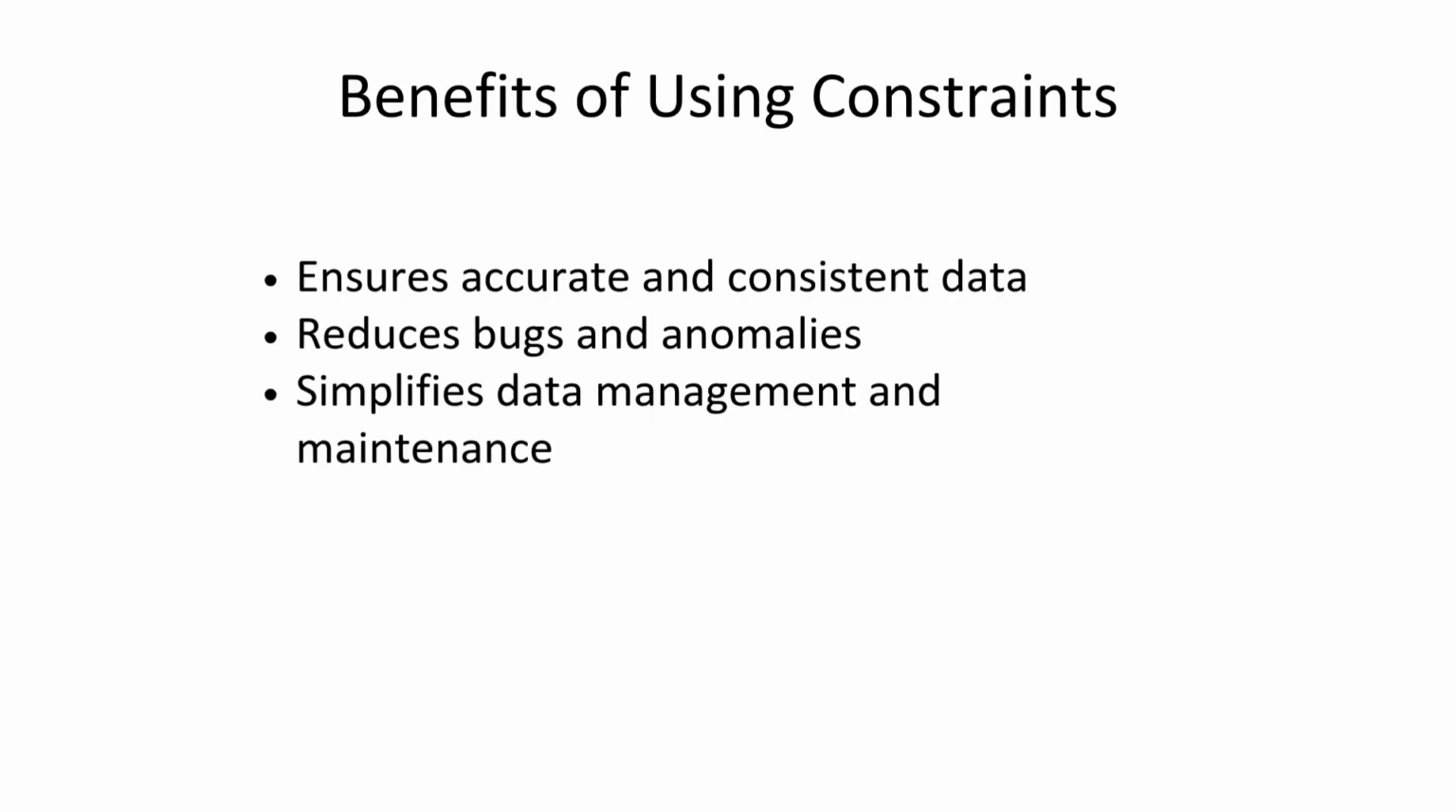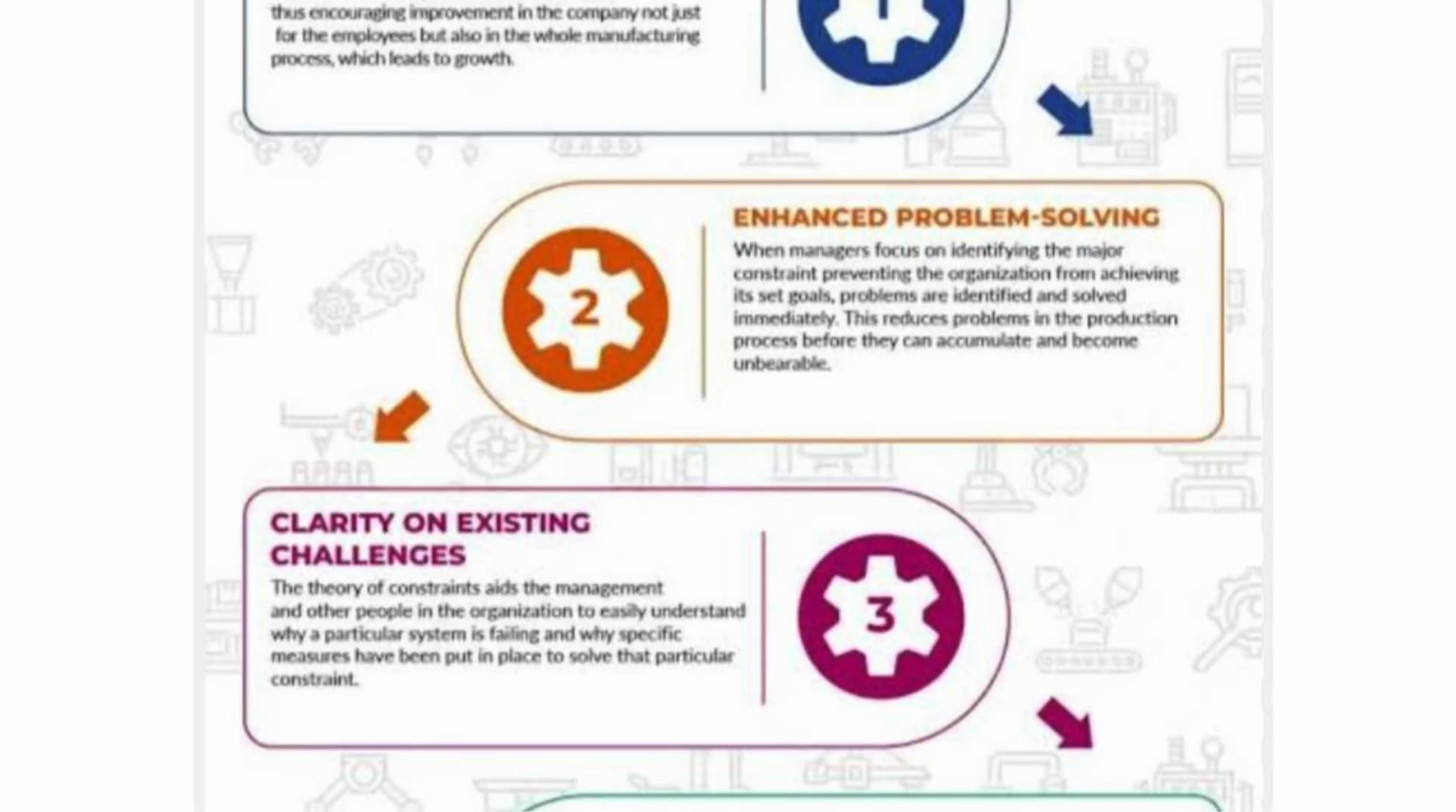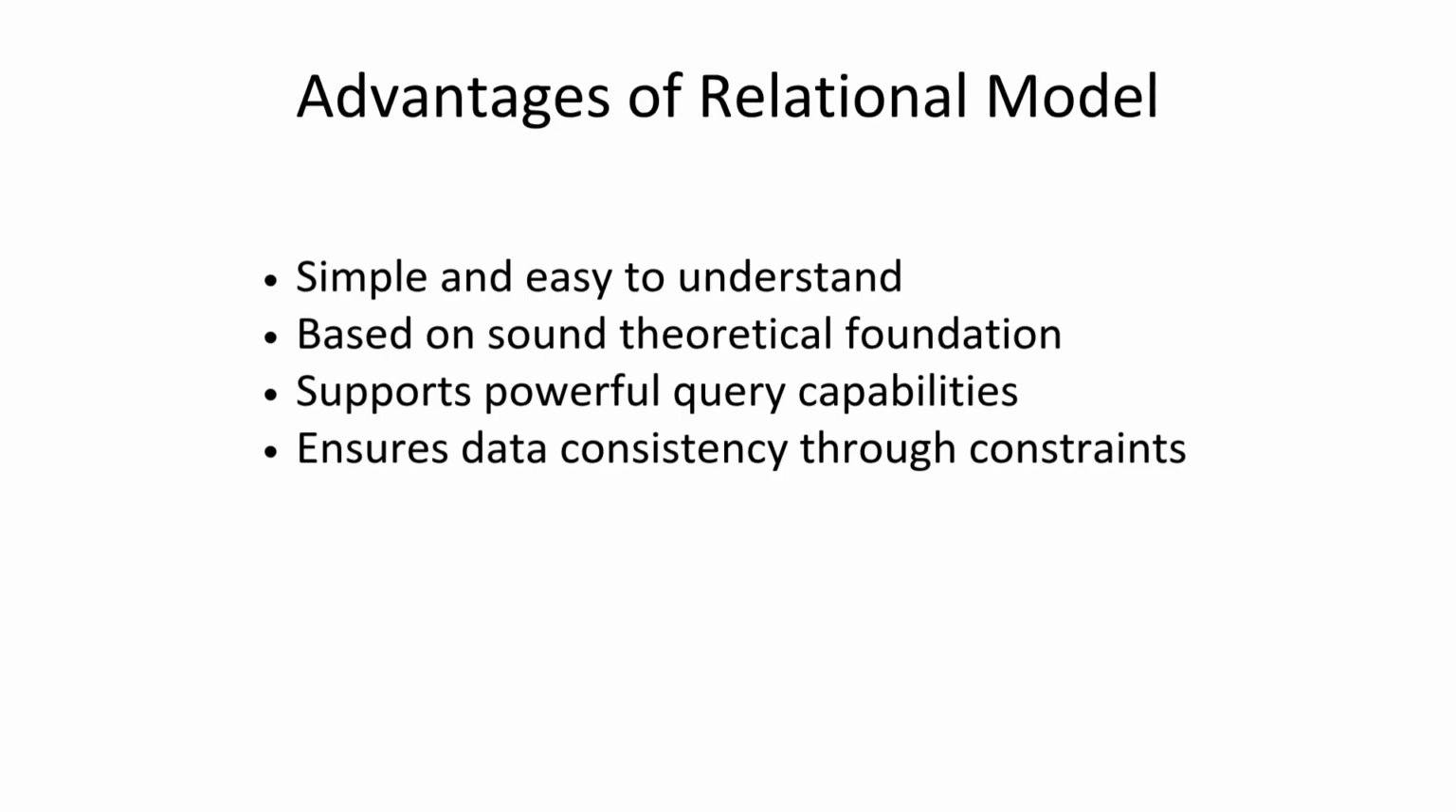Benefits of using constraints. Why use constraints? Because they offer many benefits. They enforce business rules automatically. They prevent incorrect or inconsistent data. They reduce the need for manual checks in application code, and they help ensure data quality across large systems. In short, constraints are like built-in safety guards for your data.